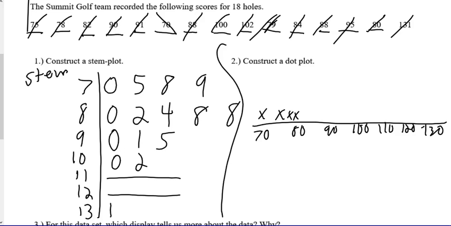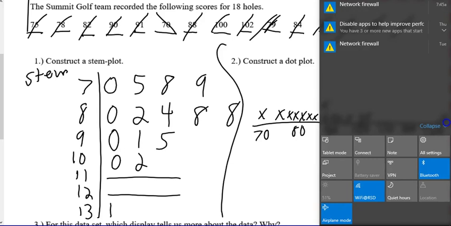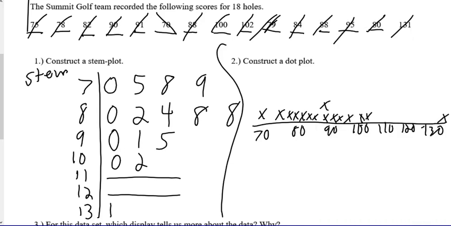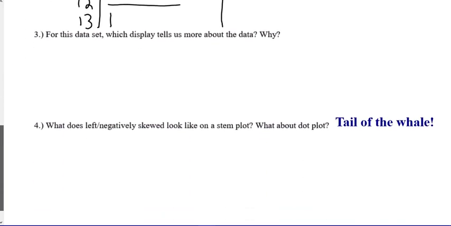Then I'm going to have an 80. I'm going to have an 82. 84. And then two 88s. And then I'm going to have a 90. A 91. 95 is in the middle. I have 100, I have 102, and then I have 131. That is a dot plot. And I know it's got X's. You can use big circles if you want. Circles, X's, whatever. It's fine.